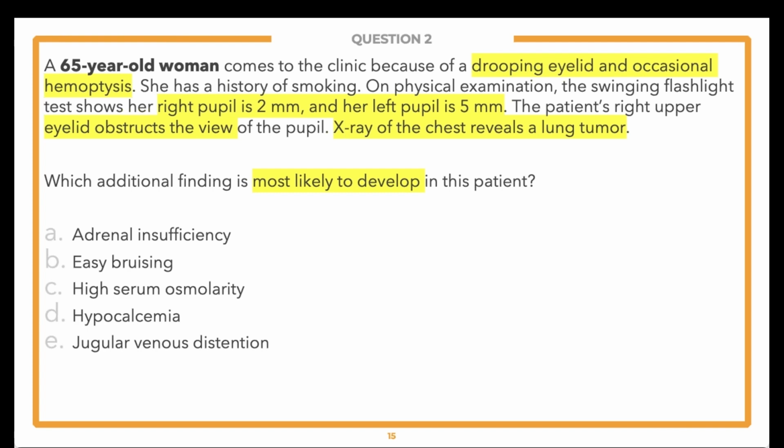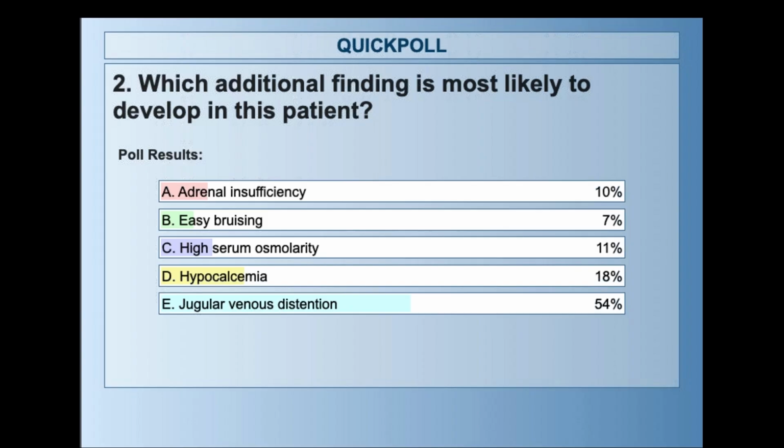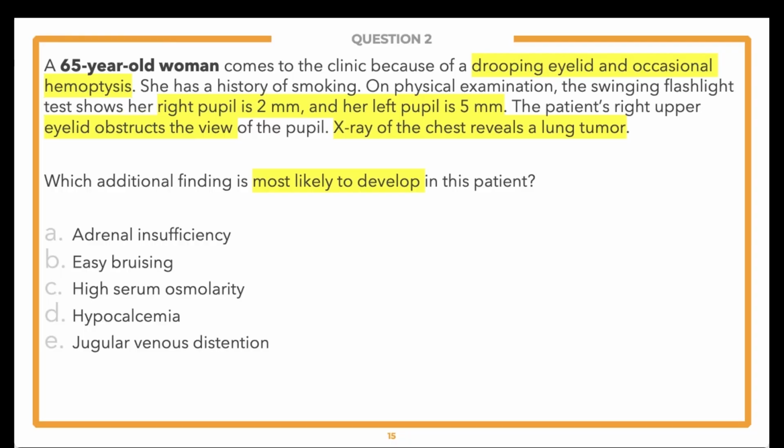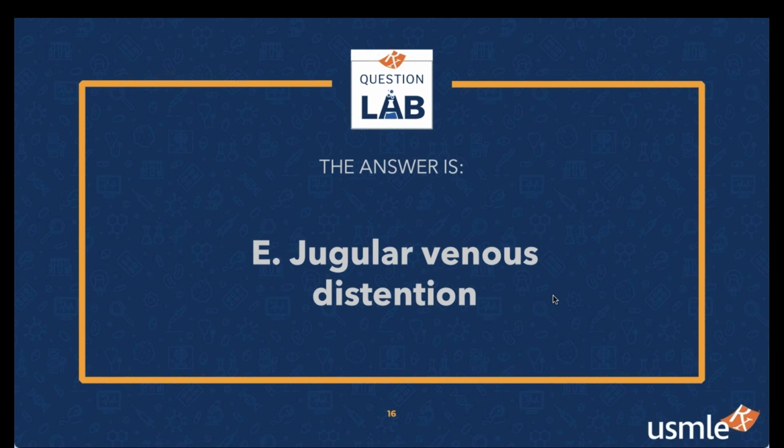Okay, so once again, a pretty strong consensus behind one of the answer choices. Almost over 50% of you went with jugular venous distension as the additional finding that you think is most likely to develop in this patient. Hypocalcemia almost pulled in 20% of the vote, and then the other 3 options hovering around 10% apiece. Okay, so again, pretty strong opinions here within the crowd. I'm going to hide the results. We're going to go ahead and share the correct answer, which is answer choice E, jugular venous distension.